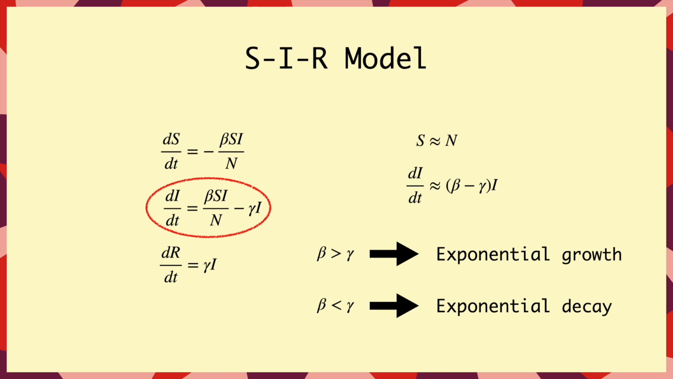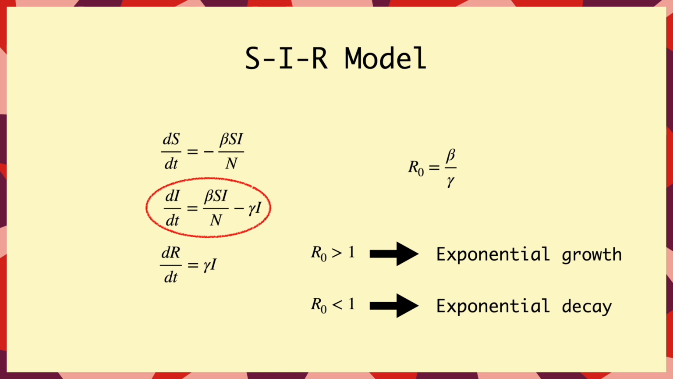Or we can think about the ratio beta over gamma, which is often called R0. And then our conditions become R0 must be greater than 1 for the disease to grow, and it will die out if R0 is less than 1.